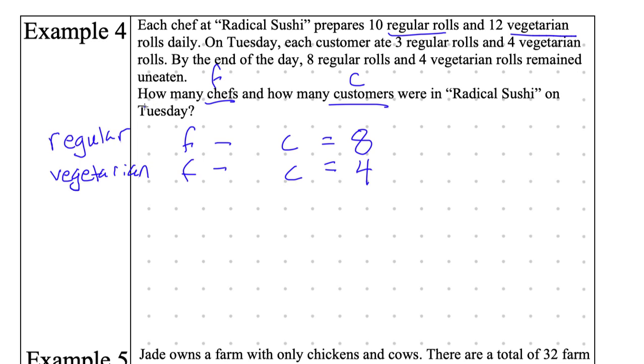So for the regular rolls, how many are the chefs making? F stands for chefs. Ulysses. 10, there it is. How many are customers eating? How many am I going to be subtracting for each customer?